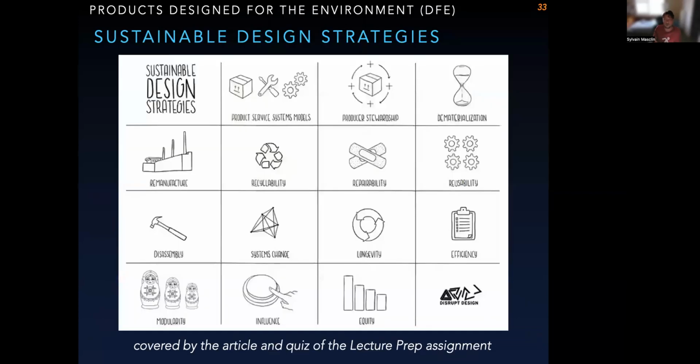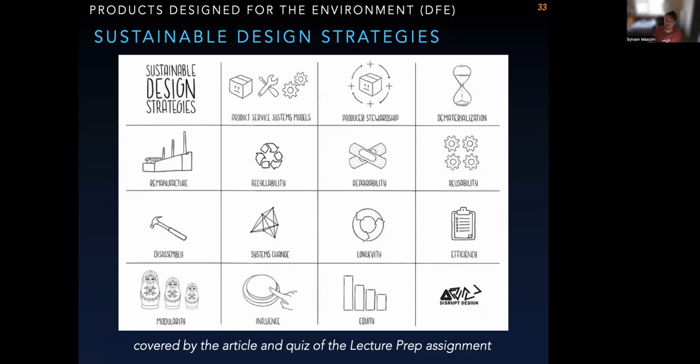And there are more strategies to make a product more sustainable. This is part of your lecture prep assignment, which was to go over an article that presents the different design strategies that can make a product more sustainable. I want to end with one.